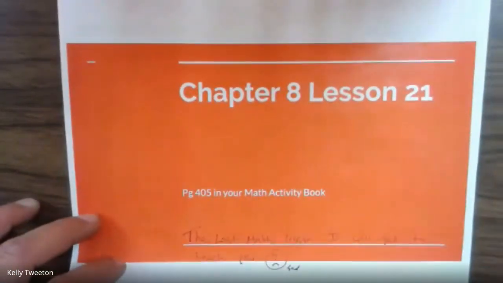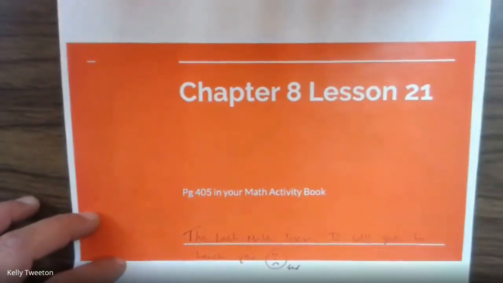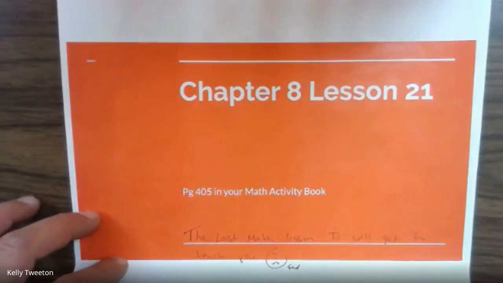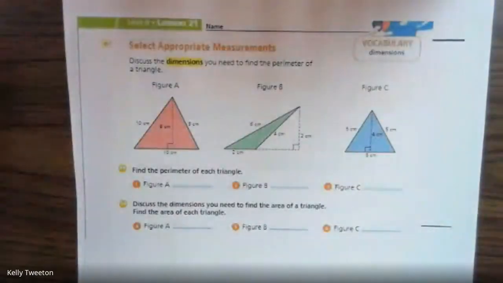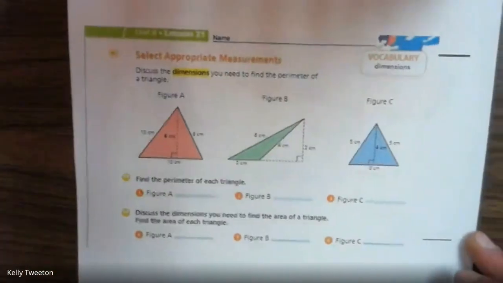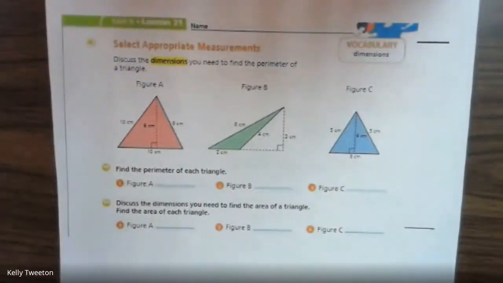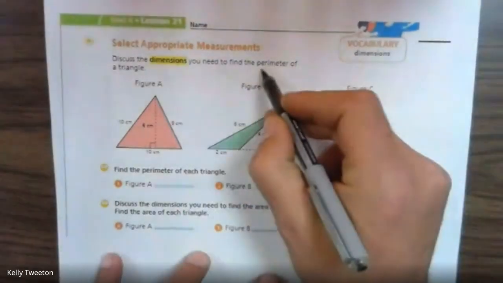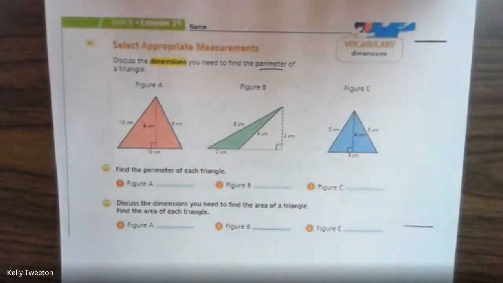So without any further ado, I will get started on lesson 21, page 405, please. Okay. Today we are going to be discussing different dimensions that you will need for certain aspects. We're going to be mostly talking about perimeter and area for different triangles, even some parallelograms and some complex figures. So here we go.